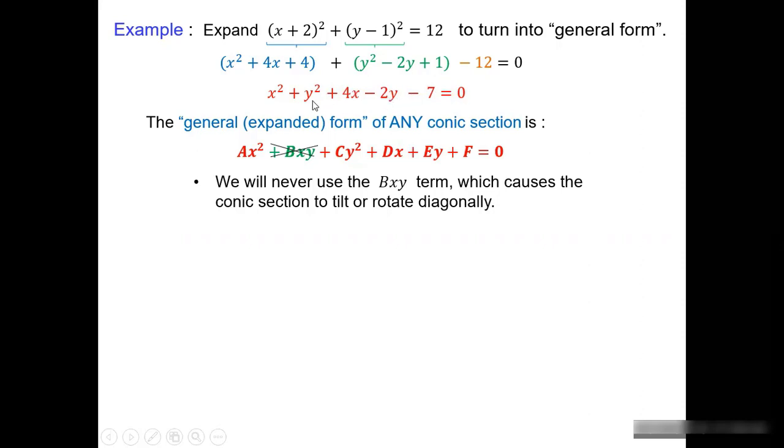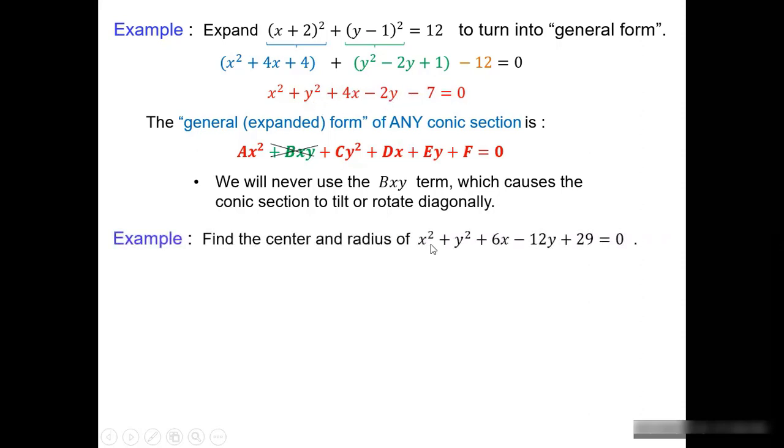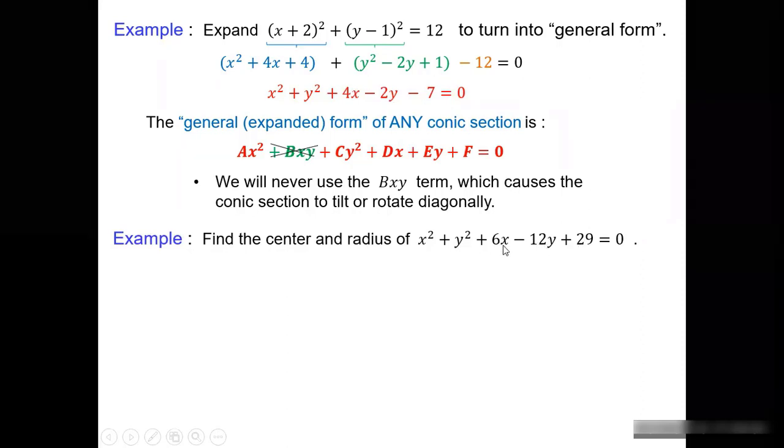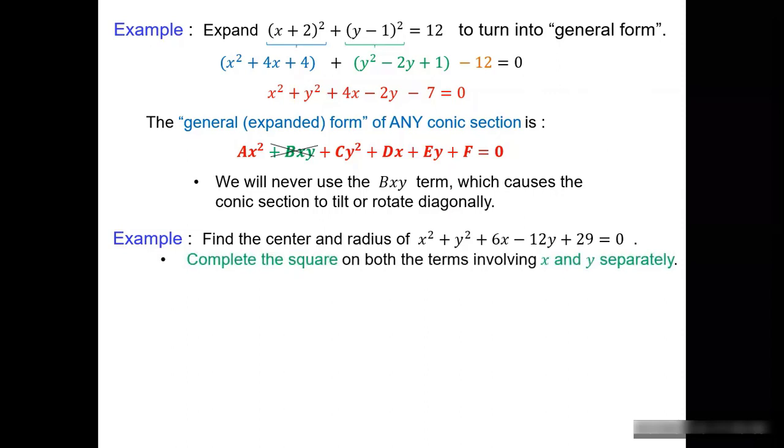So if we were given an equation that was in general form, and we wanted to find the center and radius, we'd have to somehow figure out how to change from this general form back into the form that tells us what our center and radius are. So the way that we can do that is by completing the square. But we're going to have to complete the square for both the x's and the y's separately.